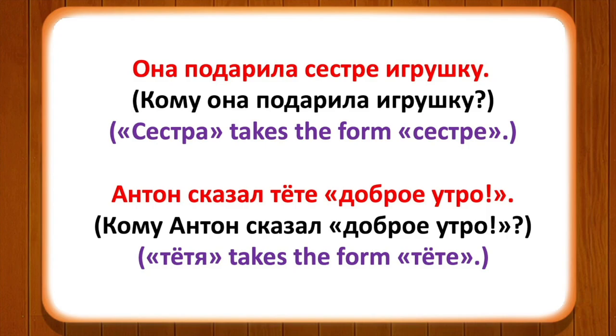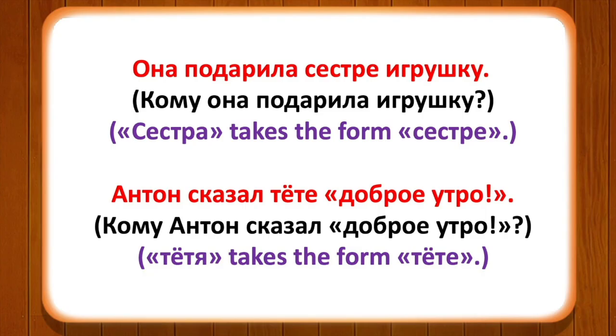Kamu ana padarila igrushku? So, when we are asking the question kamu, it indicates sistra, which changes as per the rules to sistre. Like in masculine, we have seen drug changes into drugu. Now, feminine gender nouns change as per the rules of the grammar. For dative, sestra changes into sistre. Anton сказал тёте доброе утро. Кому Anton сказал доброе утро? Тётя changes into тёте. So, as per the rules of the grammar, we have seen it changes.